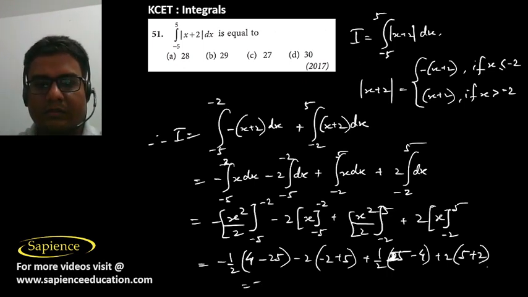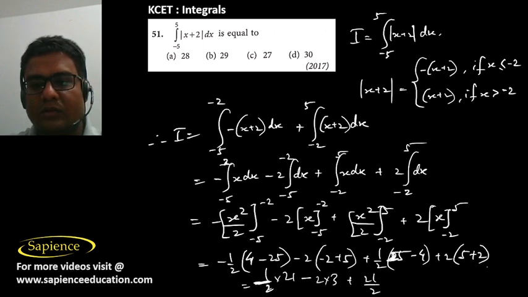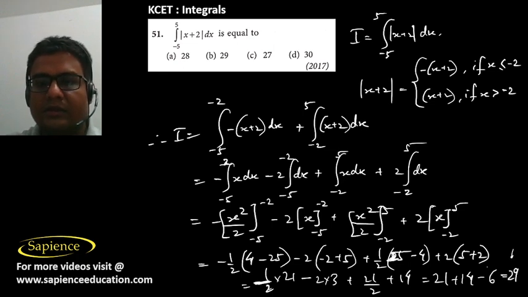So this will be minus half into this is 21, then minus 2 into 3, plus this will be 21 by 2, plus this will be 2 into 7, 14. It will be 21 by 2 plus 21 by 2, that is 21. 21 plus 14 minus 6, that is 8. So 21 plus 8, that is 29. So 29 is the answer. Option B is the correct answer.